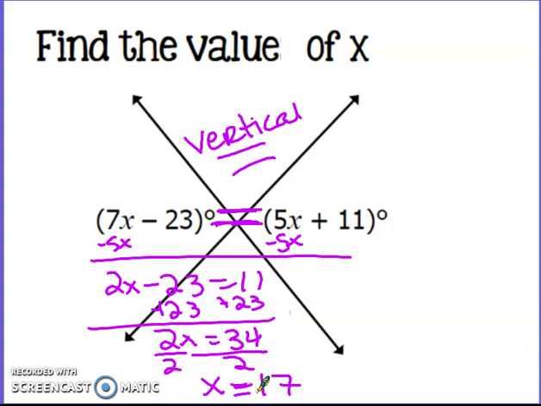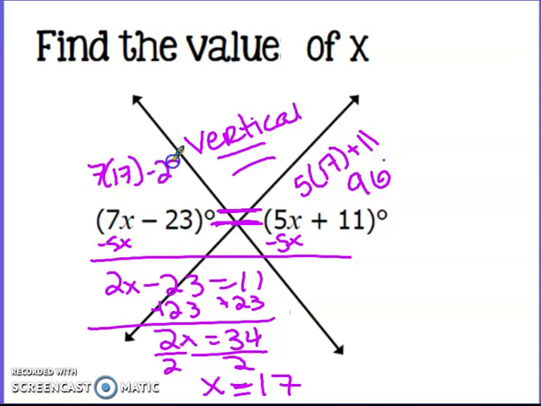It doesn't take a whole lot of extra time. If I plug 17 back in here, so 5 times 17 plus 11, if we do that, we get 96 degrees. On the other side, I'm going to plug 17 in. And again, I'm going to get 96 degrees.